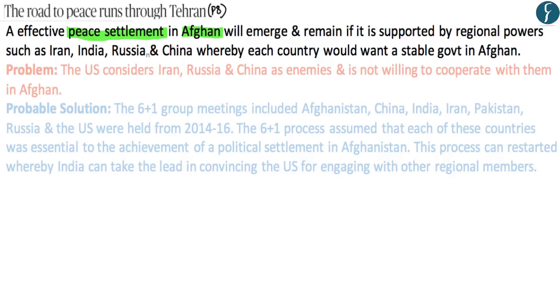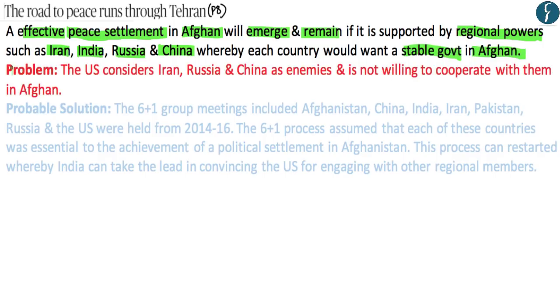And according to the author, an effective peace settlement for Afghanistan will only emerge and remain if it is supported by the regional powers. Now, these regional powers are Iran, India, Russia, and China. Whereby, according to the author, each one of these countries would want a stable government within Afghanistan.